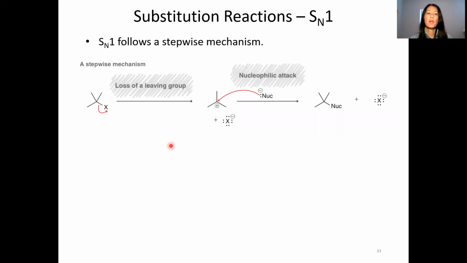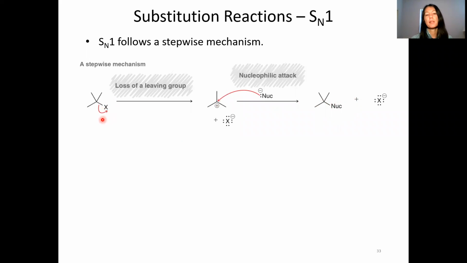So an SN1 reaction is a substitution where at the end of the day, you replace a halide with your nucleophile. But the mechanism is different than the SN2. If you recall, the SN2 is the substitution nucleophilic bimolecular, and it involves a concerted mechanism through that trigonal bipyramidal transition state. You get inversion of stereochemistry.